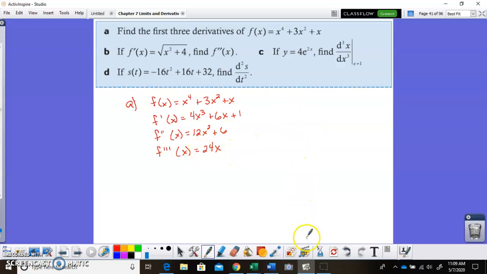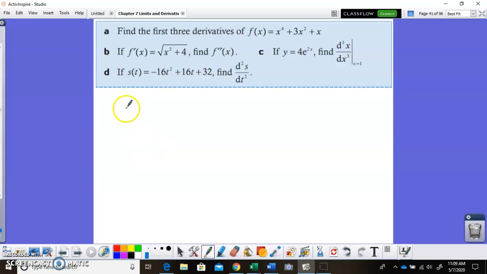All right, so now on to letter B, because of course we can't just leave it as simple power rule each time, right? So letter B, it's asking us to find the second derivative, and it gave us the first derivative. Well, that's no big deal. We're doing one step, right? So that just means we're taking the derivative of what's given. So if the first derivative is equal to, and remember we're going to rewrite this with an exponent, so we have x squared plus 4 to the 1/2.